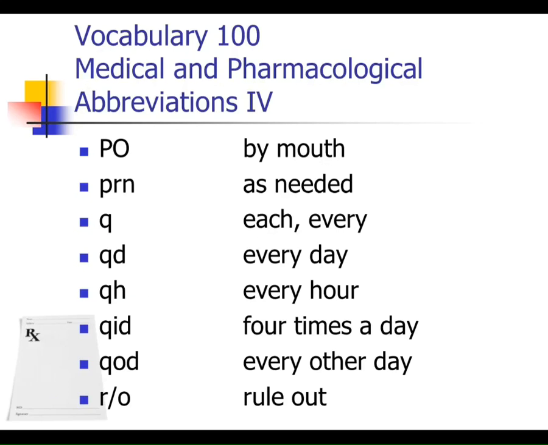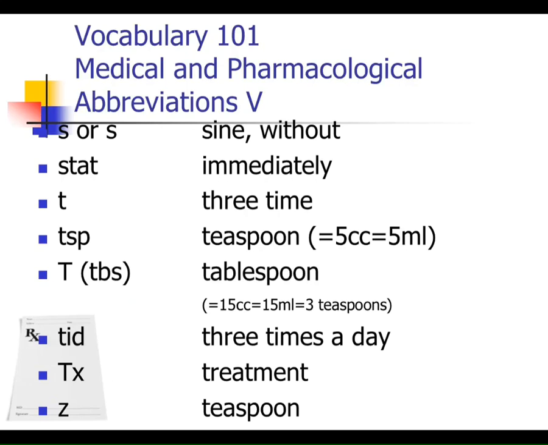RO, to rule out. If a doctor is about to send you to have an MRI, it's a rather expensive procedure, then they may have to justify to the insurance company why they're having it done, to rule out something else. Or if they're having you sent down for lab tests to check your blood glucose, they're going to rule out diabetes. So they sometimes put in a justification of why they're having the test done, to rule out some other disorder. S, again with a line over the top, that would be sine, or without.